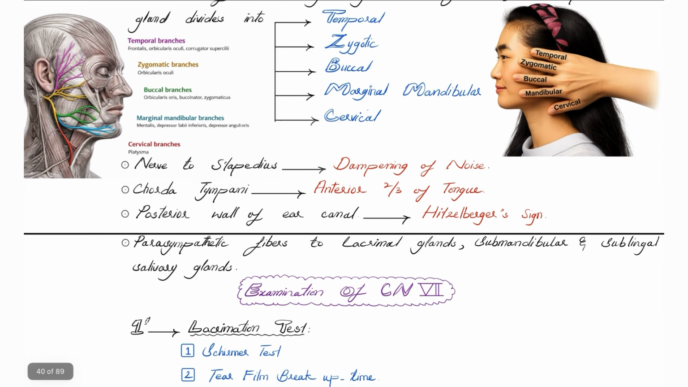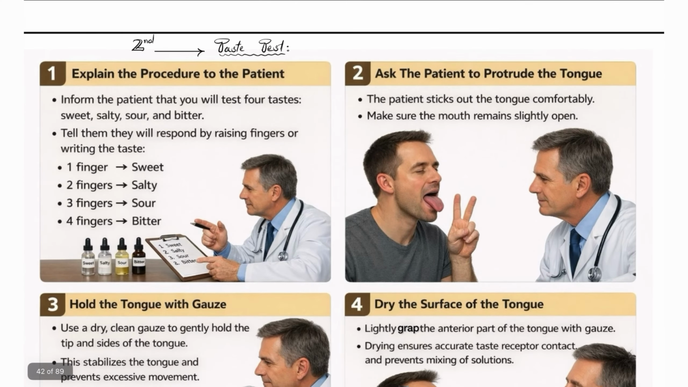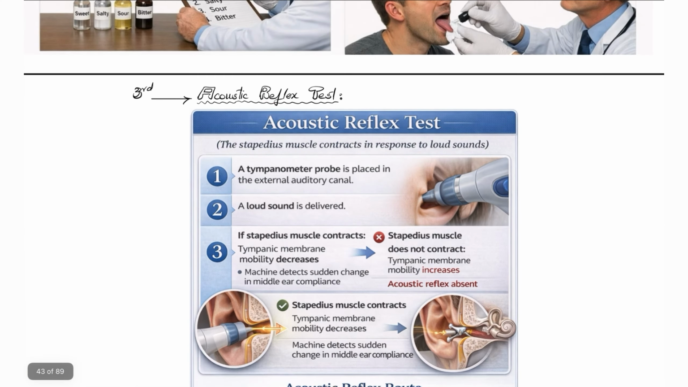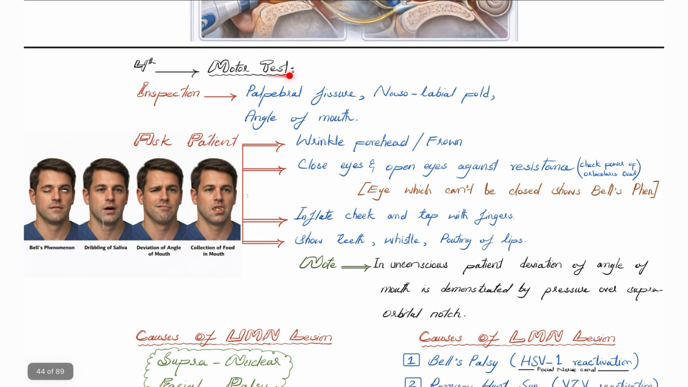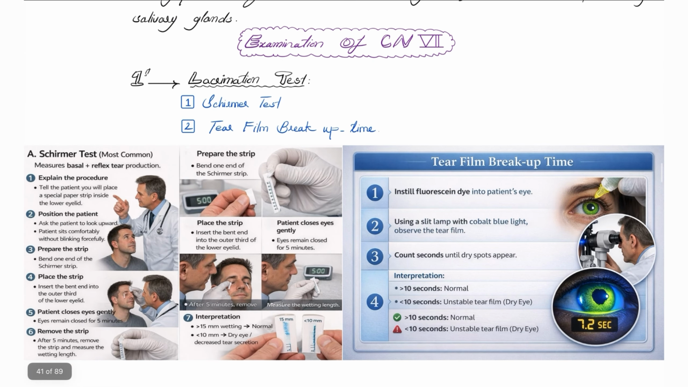Now let's look at the steps of examination of the seventh cranial nerve, which include assessing the function of the lacrimal gland, that is the lacrimation test, evaluating the taste of the patient from the anterior two-thirds of the tongue, assessing the acoustic reflex, and then evaluating the motor function of the facial nerve. So let's start with the lacrimation test. For the lacrimation test, perform two tests: the Schirmer test and the tear film breakup test. The Schirmer test is used to measure tear production.